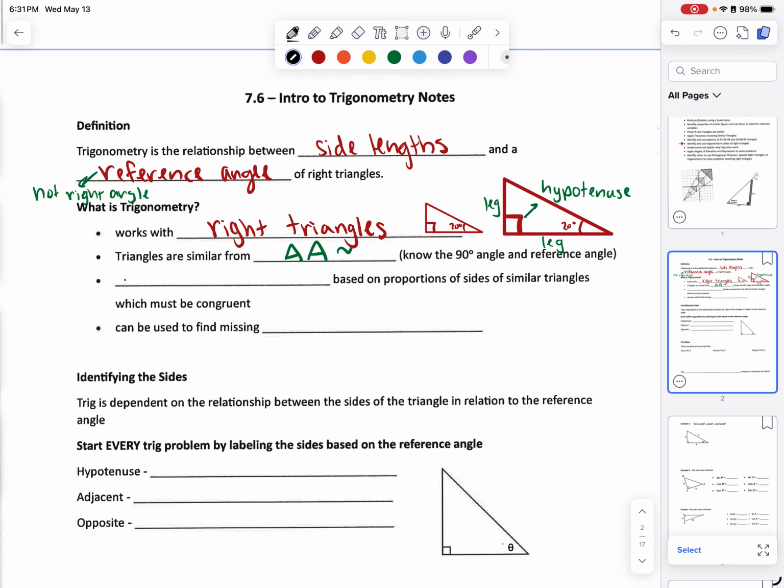So we know that there will be equal ratios of side lengths based on the proportions of the sides of similar triangles, which must be, and I want you to cross out congruent and say equal, right? The ratios must be equal when we have similar triangles. So we can use these consistent ratios to find missing sides of triangles or angles. That's how it's going to be useful.